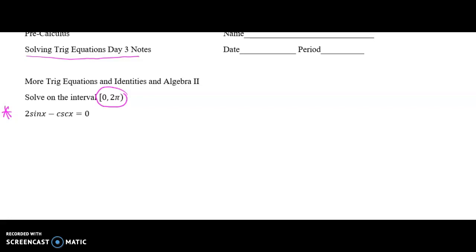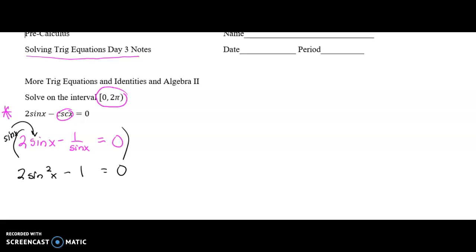I notice that sine and cosecant are two different trig functions, so I'm going to start by changing this to 1 over sine. So I have 2 sine x minus 1 over sine x equals 0. Now, in order to solve this, I don't want to have that fraction, so I'm going to multiply everything by sine x to eliminate the fraction. That's going to give me 2 sine squared x minus 1 equals 0. All right, now I'm in business.